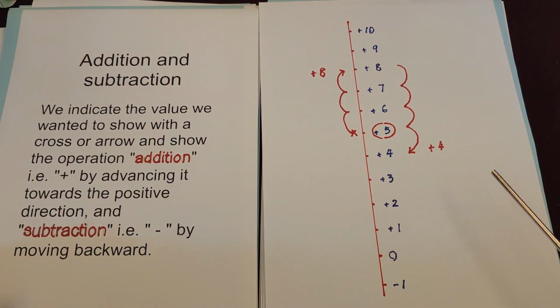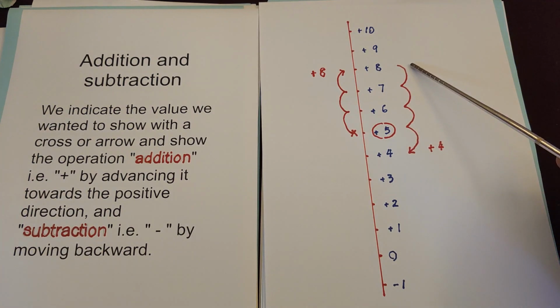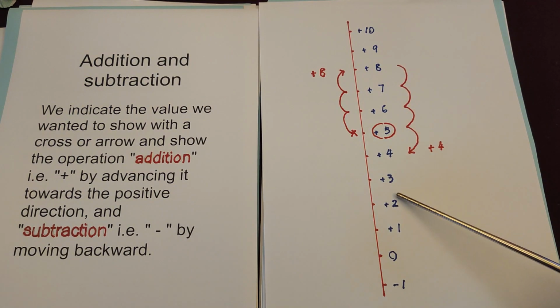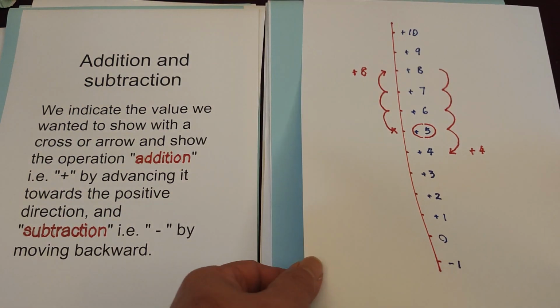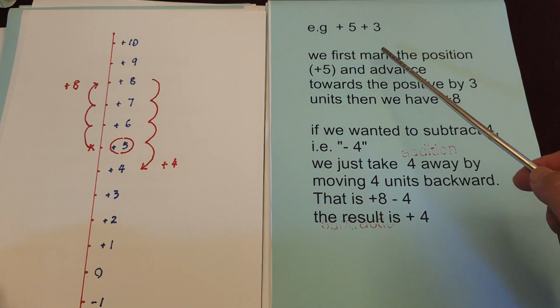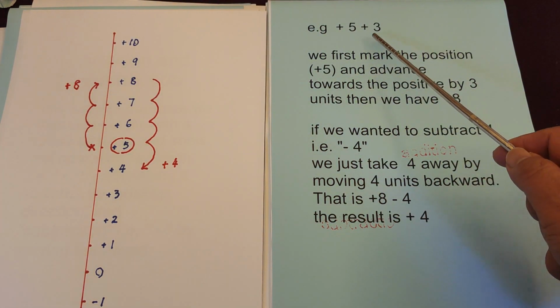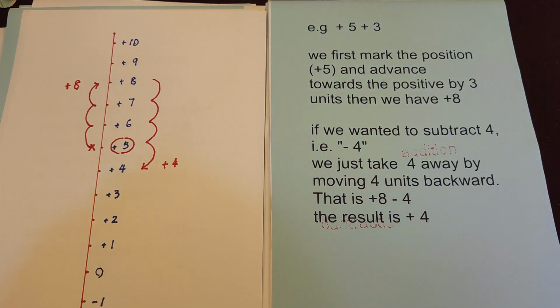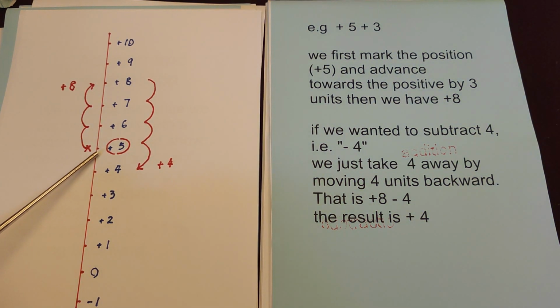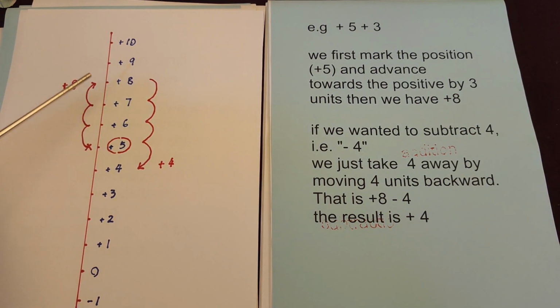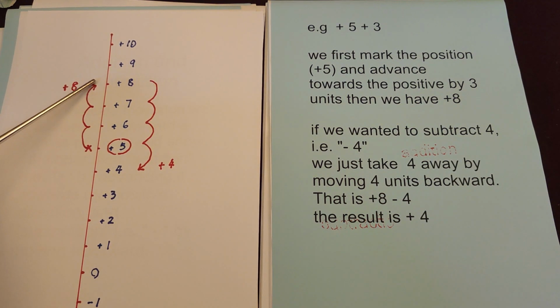We indicate the value we want to show with a cross and an arrow, and show the operation addition by advancing upwards towards the positive side, and subtraction by moving backward. Here, we can give an example. Positive 5 plus 3. We have positive 5 here. When we want to add 3, we just go forward by counting 1, 2, 3, 3 units upward. So it is positive 8.